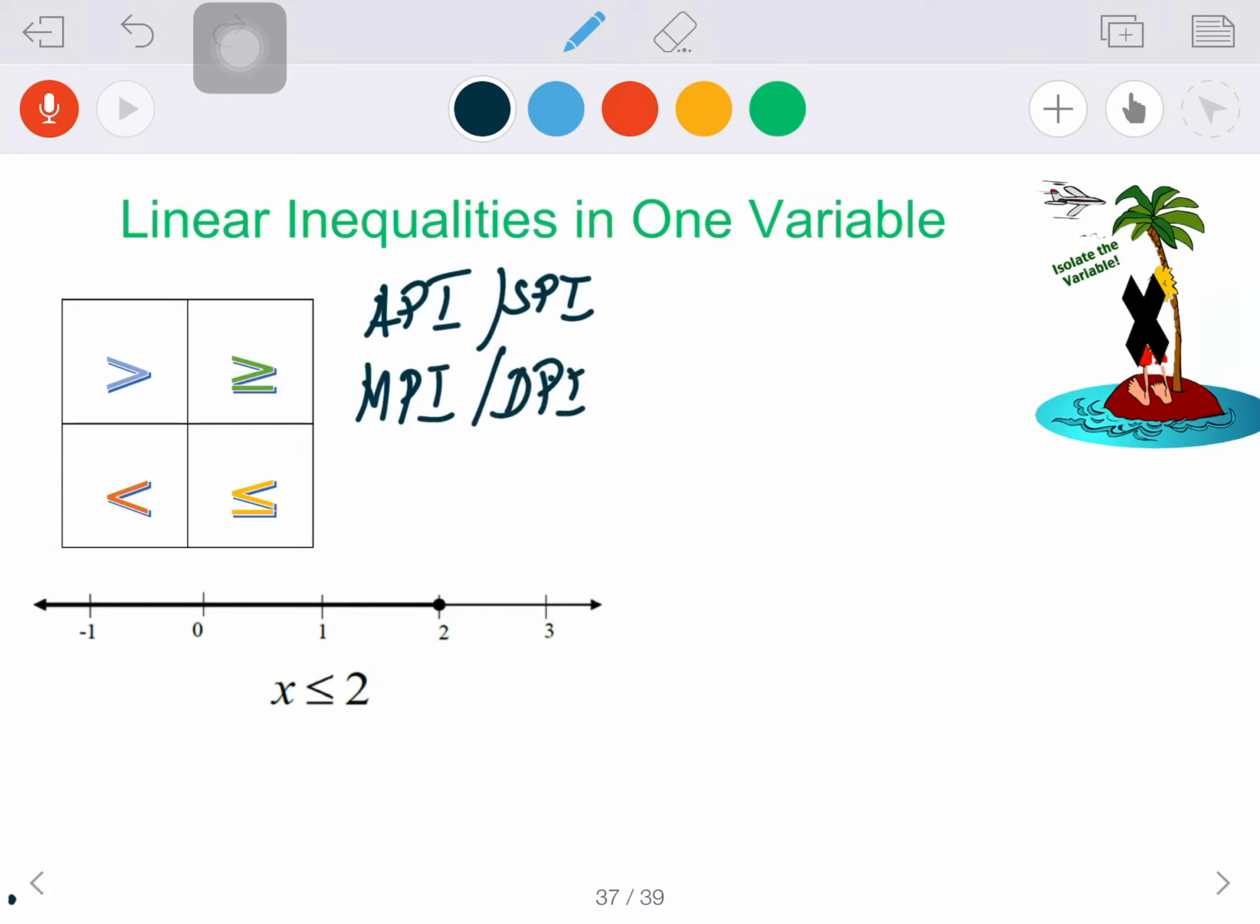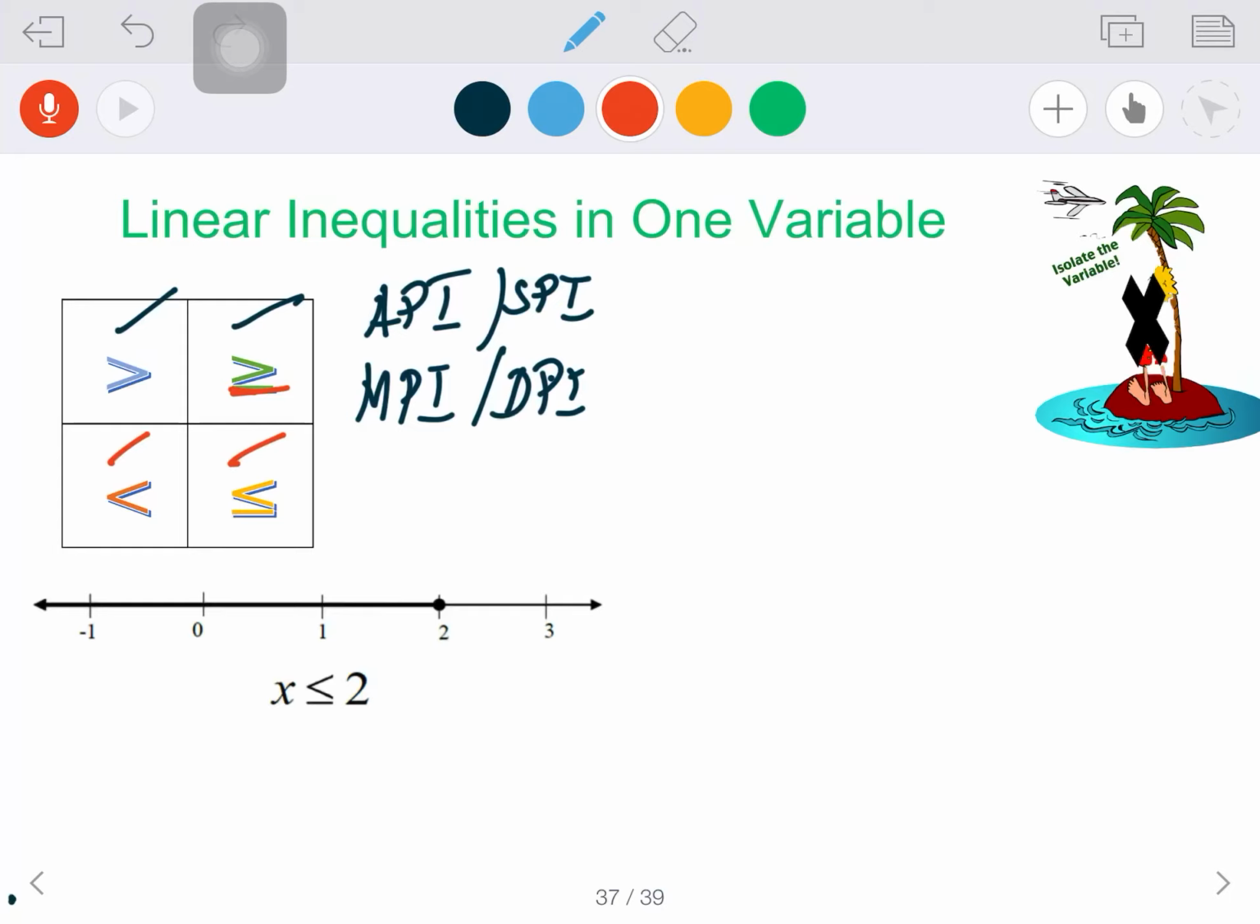Okay, now here we use a variety of symbols. So you have this one, this is greater than. With this symbol here below, you call that greater than or equal to. This is less than, and this is less than or equal to. We also use a number line to represent our inequality.